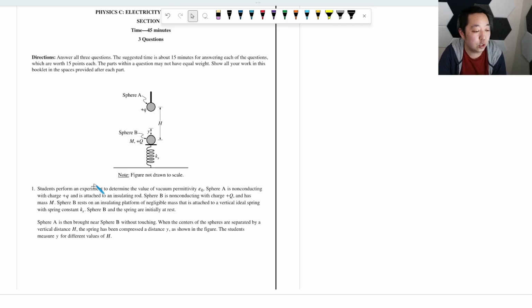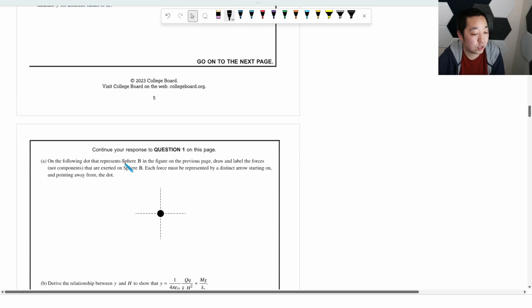Okay. Students perform an experiment to determine the vacuum permittivity, epsilon naught. Sphere A is non-conducting with charge plus Q, attached to an insulating rod. Sphere B is non-conducting with charge plus Q and mass m, and rests on an insulating platform of negligible mass attached to a vertical ideal spring. Sphere B and the spring are initially at rest. Sphere A is then brought near sphere B without touching. When the centers of the spheres are separated by the vertical distance h, the spring has been compressed the distance y, as shown in the figure. The students measure y for different values of h. On the following, draw the forces on sphere B.